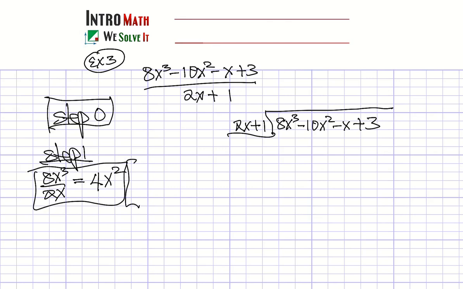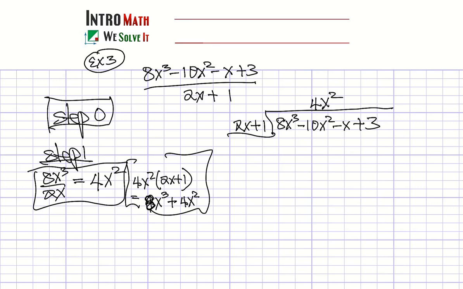And then you say 4x squared times 2x plus 1. So you put 4x squared here. Okay, you multiply that, what do you get? You get 4x squared. No, actually you get 8. I'm going too fast. See, that's how I make mistakes. You get 8x cubed plus 4x squared. You see it, right? Okay, that's what you get from there.